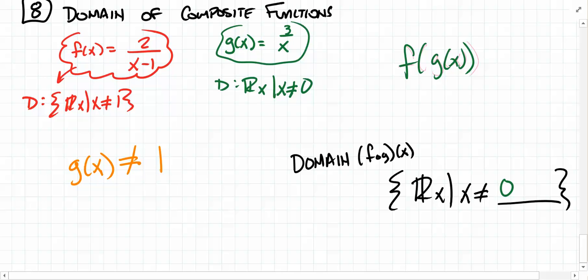Now let's talk about these things. Where does this 1 come from? How do we know that's there? From f of x. This cannot be 1, right? So we're preventing g from producing the value of 1.